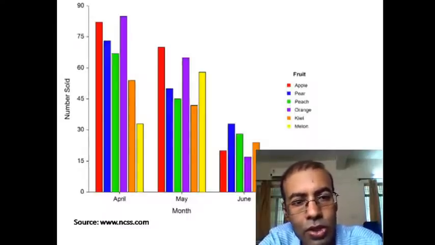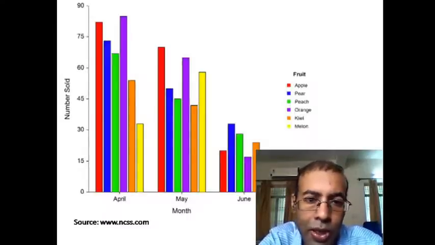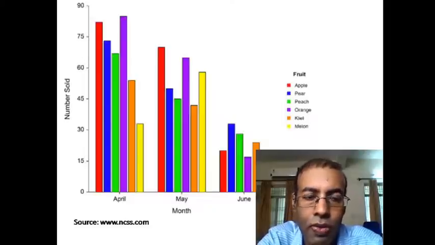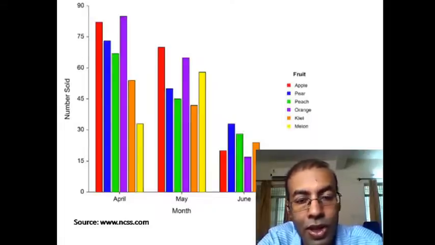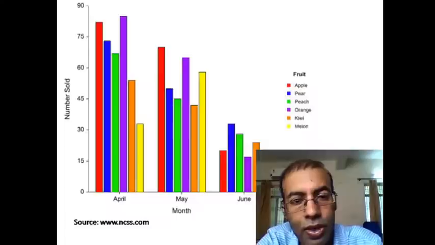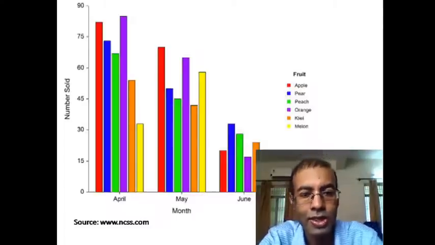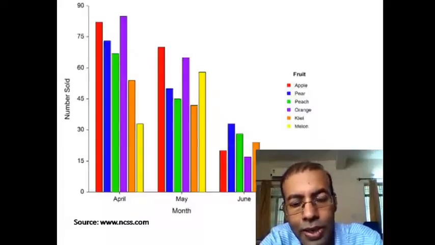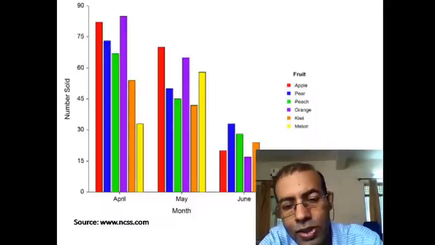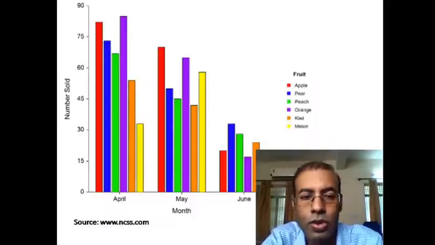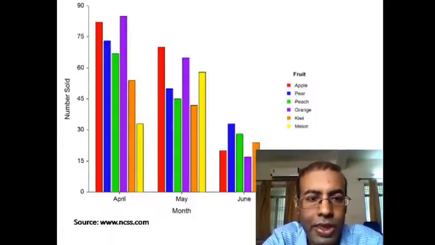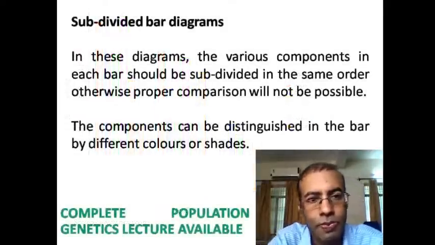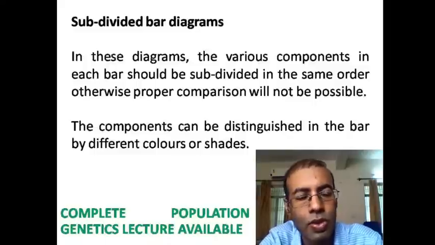So it was found that in the month of April the sale of different fruits was highest. Overall sale in April was highest. The sale decreased from April to May, and again in June the sale was very low. So this way we can interpret the diagram. So this was all about multiple bar diagram.